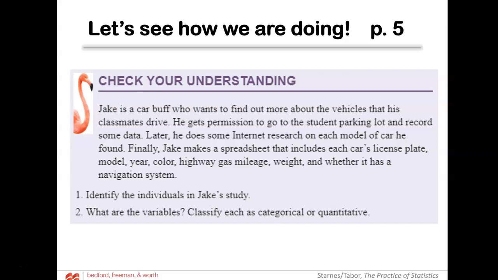Jake is a car buff who wants to find out more about vehicles that his classmates drive. He gets permission to go to the student parking lot and record some data. I like how he got permission. Good on him. All right, later he does some internet research on each model of car that he found. Finally, Jake makes a spreadsheet that includes each car's license plate, model, year, color, highway gas mileage, weight, and whether it has a navigation system.